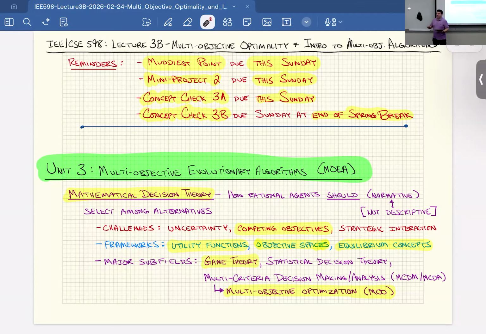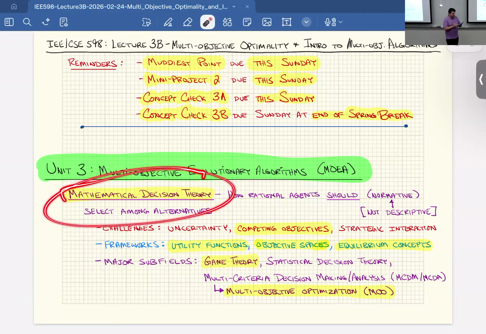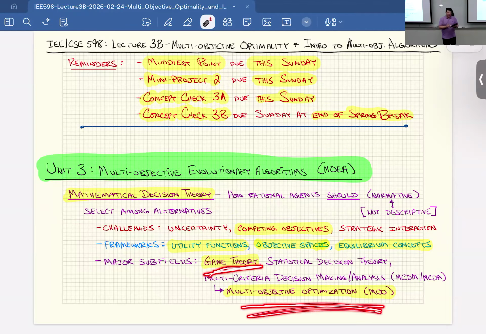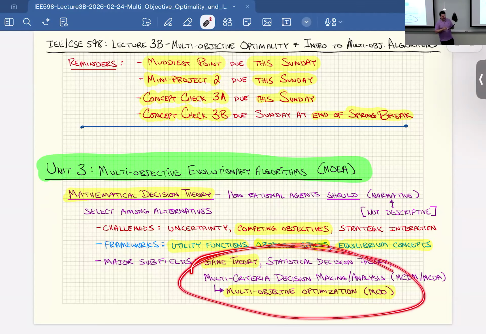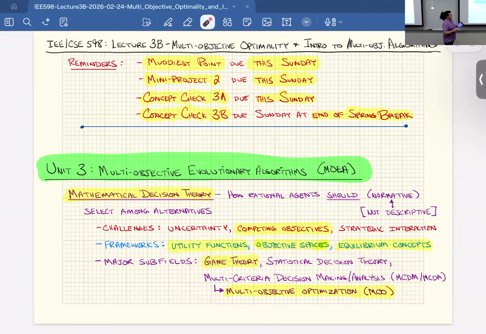All right, so we left off last time where it's a new unit. We're focusing on multi-objective approaches. Multi-objective evolutionary algorithms is ultimately where we're going. But we start out a little bit more just thinking about multi-objective more generally through looking at mathematical decision theory, specifically game theory, and multi-objective optimization. Two things that fall under decision theory that both have this concept of the Pareto-efficient set that links those things together, which we'll talk about here.